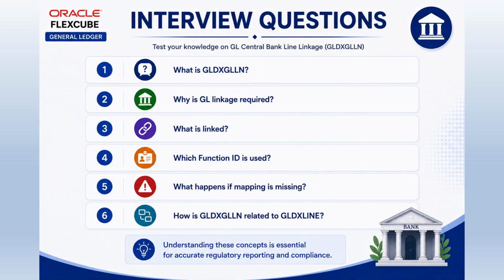Interview questions. Here are some useful interview questions from this topic. What is GLDXGLLN? Why is GL linkage required? What information is linked through GLDXGLLN? Which function ID is used for GL central bank line linkage? What can happen if the required mapping is missing? And how is GLDXGLLN related to the central bank reporting lines maintained in Flexcube?